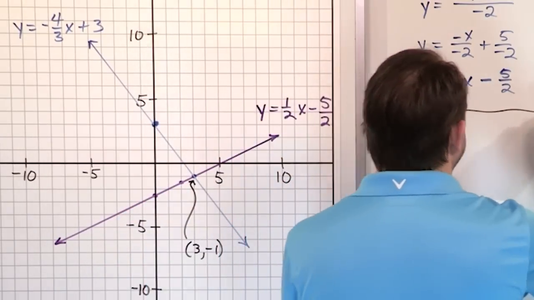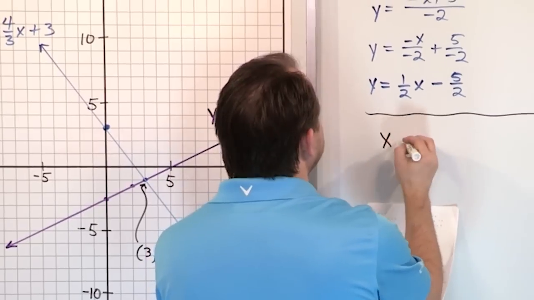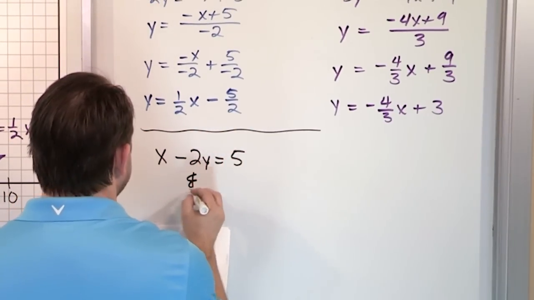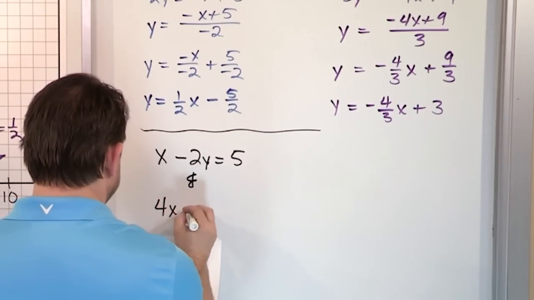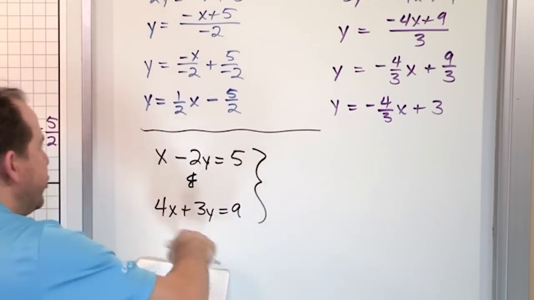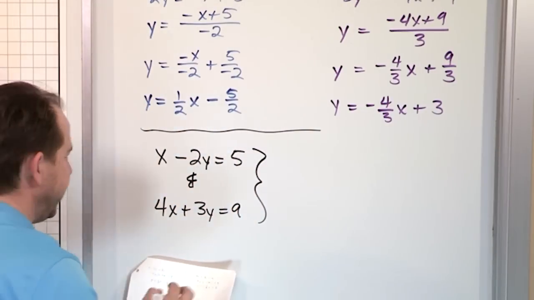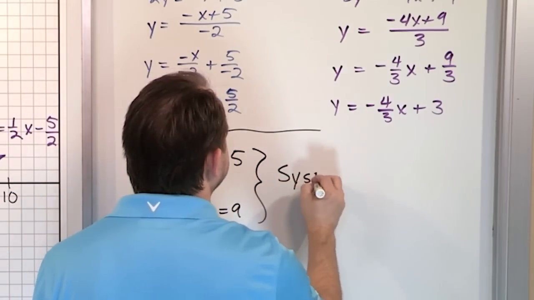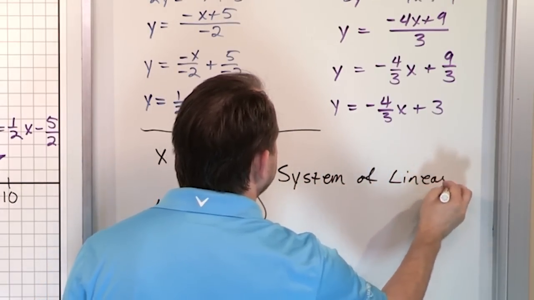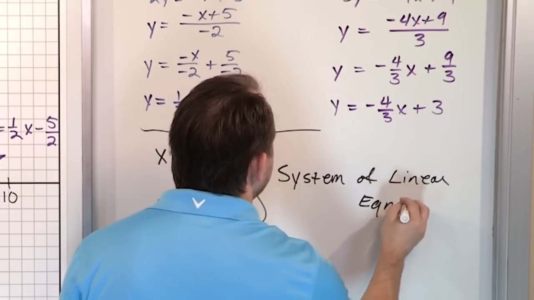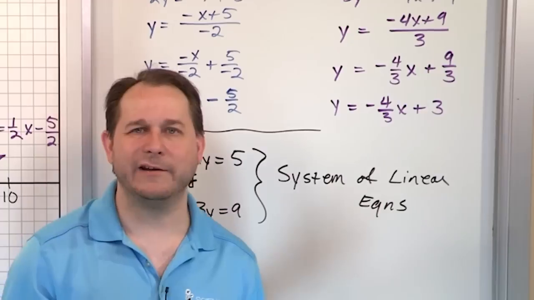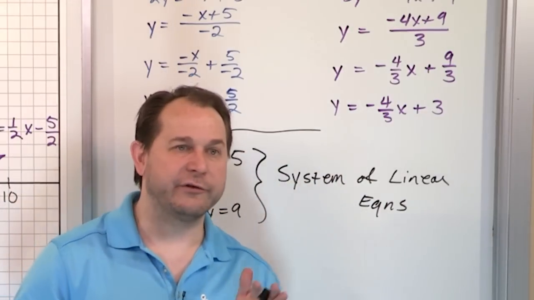What we have learned here is that, in this case, x minus 2y equals 5, and the other equation, 4x plus 3y equals 9. This thing as a unit, as a combination of things together, is called a system of linear equations. Why do we say linear? Well, because they're lines. I mean, linear means line, right? So when something's linear, it goes in a straight line.